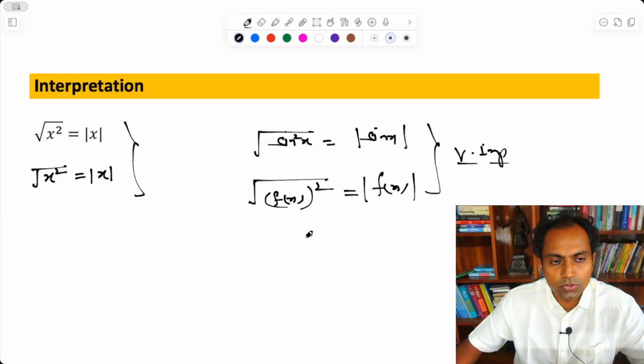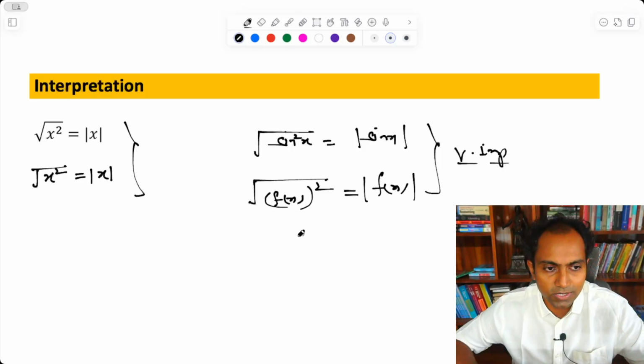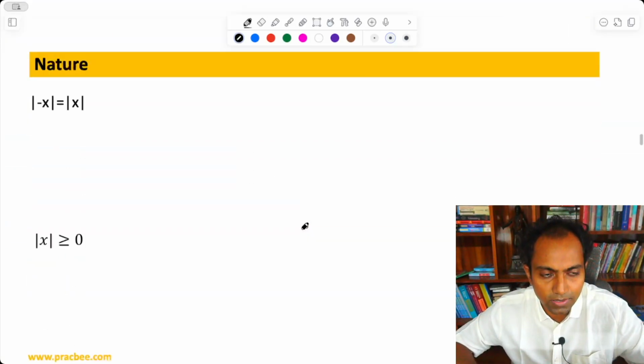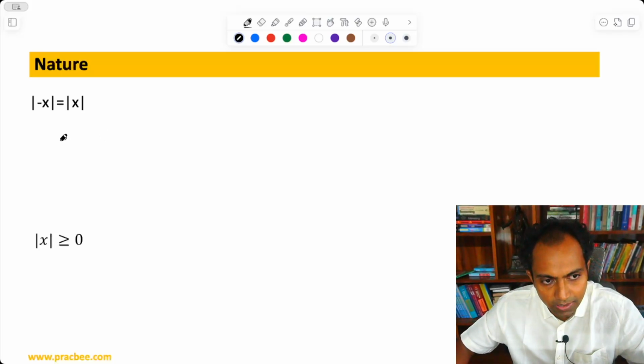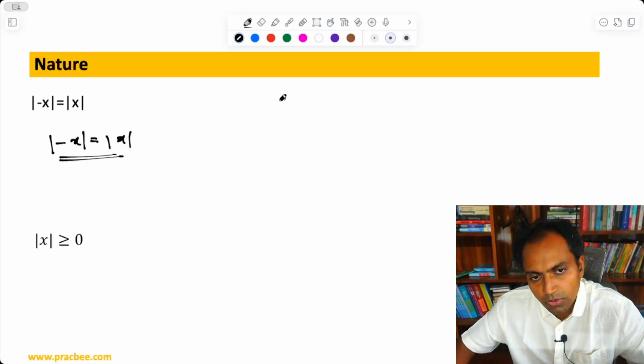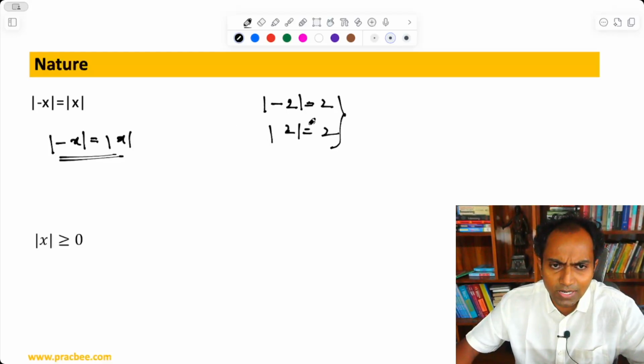Now, once you have understood this, let us move towards the next property, and that is nothing but the nature of the function. If I have minus x and I take a modulus over it, the answer is going to be the same as the answer of modulus of x. Why is it so? Because if I put the value as minus 2 and take a modulus of this, it is 2, and if I take 2 and put a modulus over it, the answer will still be 2. You can see that both of these values are the same. It is not going to make any difference.